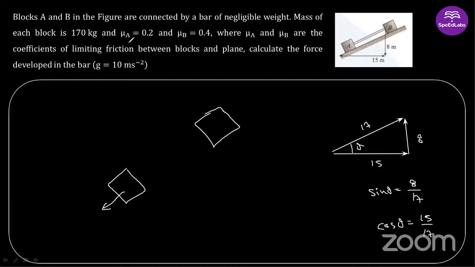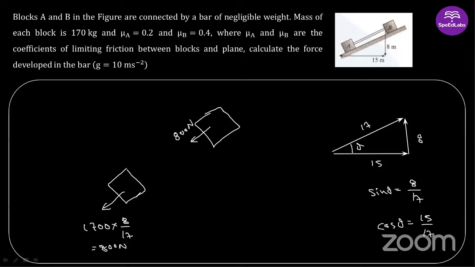Each block is 170 kg only. So this is 170 into sin theta, so 170 into sin theta mg. One second, this is kg, so 1700. That is mg, and sin theta is basically 8 by 17. 17 gets cancelled. It is 800 Newton. 800 Newton is acting in this direction. Same way, 800 Newton must be acting in this direction also.